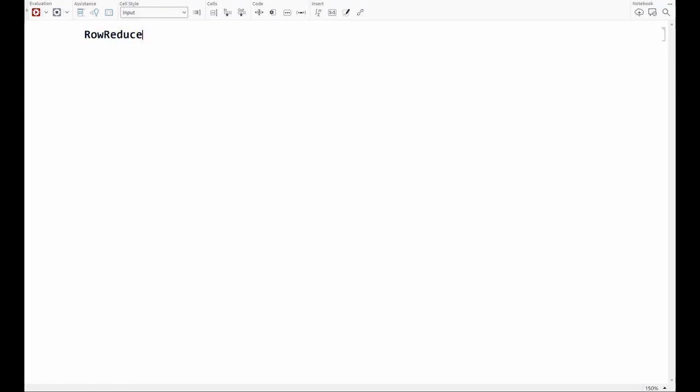I'm going to try two different ways. I'm going to start with the one that we went over last time. I'm just going to row reduce and then put in the matrix. Remember matrices? The entire matrix is in braces, and then each row is in braces.